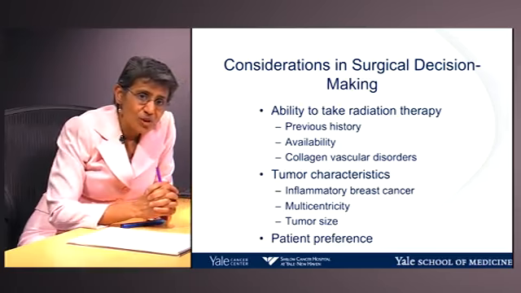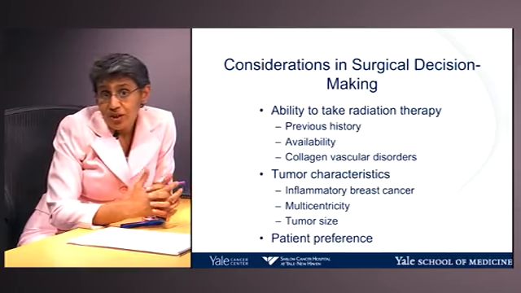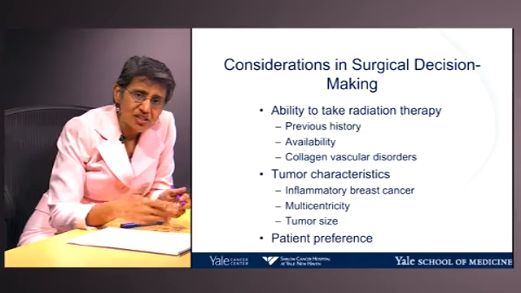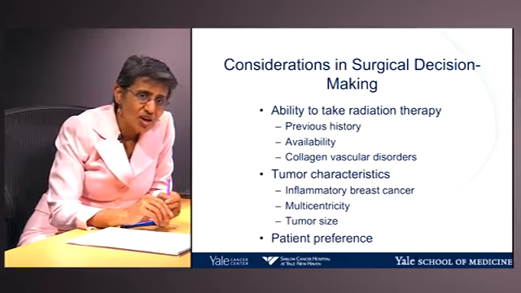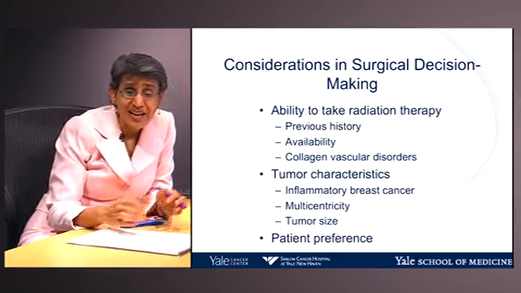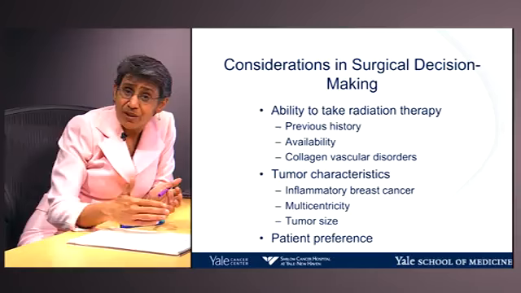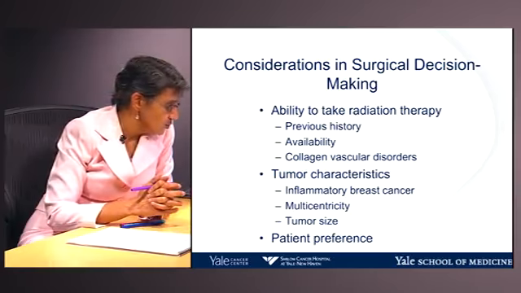Collagen vascular disorders, things like rheumatoid arthritis or lupus, are relative contraindications. So you'd want to talk to your radiation oncologist about whether that would be a sufficient reason for you to opt for a mastectomy or whether you could still have breast-conserving surgery.